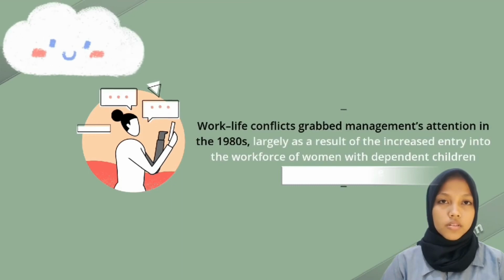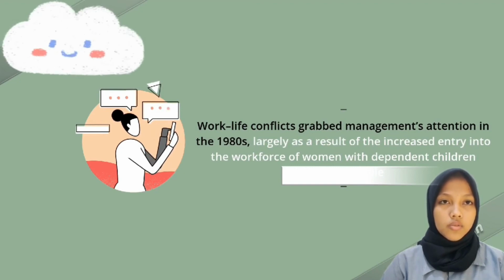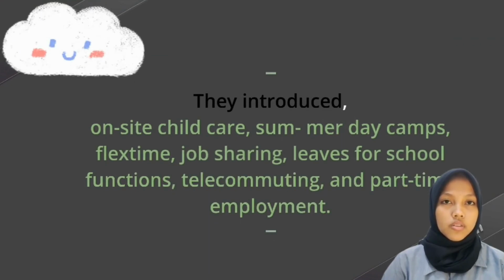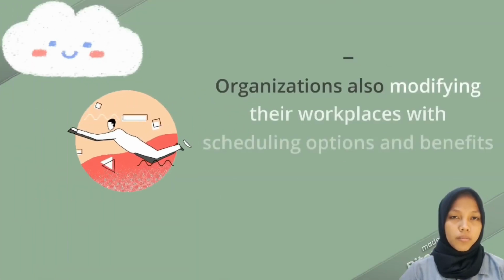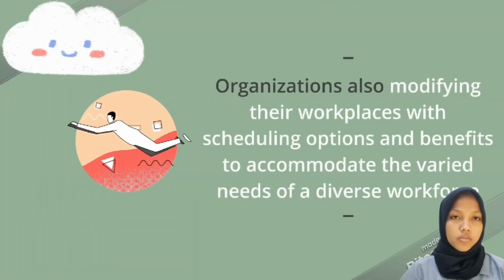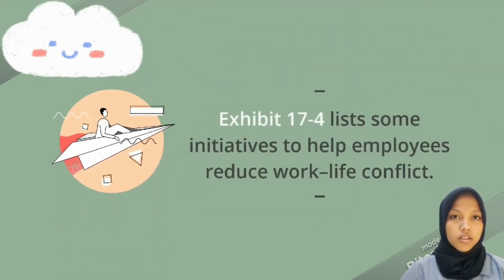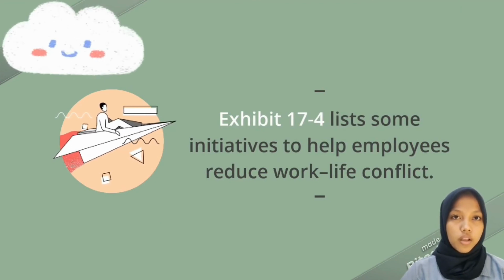Work-life conflicts grabbed management's attention in the 1980s, largely as a result of the increased entry into the workforce of women with dependent children. In response, most major organizations took action to make their workplace more family-friendly. They introduced on-site childcare, summer day camps, flex time, job sharing, leave for school functions, telecommuting, and part-time employment. Organizations also modified their workplace with scheduling options and benefits to accommodate the varied needs of a diverse workforce. Exhibit 17.4 lists some initiatives to help employees reduce work-life conflicts.